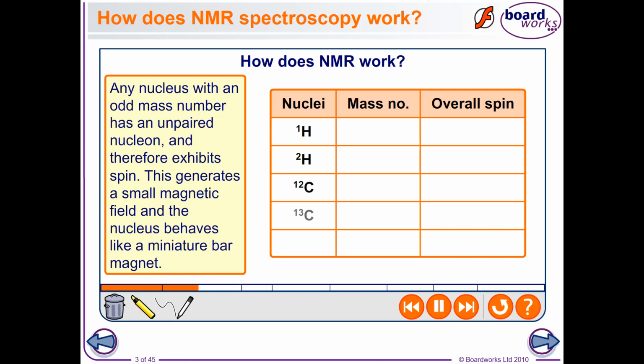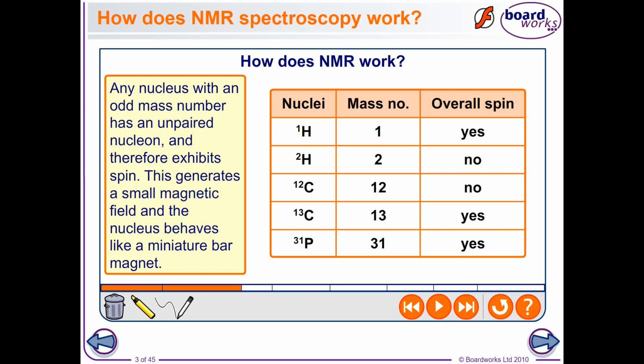Okay, now then, we're looking at some possibilities for this technique. You will notice that there are 3 in the table that have an overall spin and 2 that don't. The ones that have an overall spin have an odd number of nucleons. That's total number of protons and neutrons. So in other words, an odd mass number. Now, if it has an even mass number, effectively the spins pair up. That causes them to cancel. And if they cancel, there will be no overall spin for that nucleus.